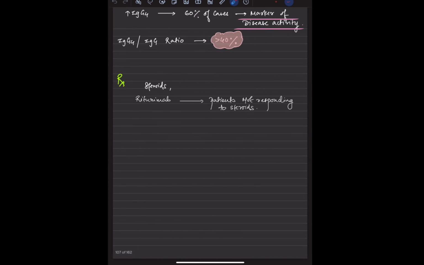Okay, so now we go with the IgG4 levels that are increased, okay, which could actually be considered a marker for disease activity. Okay, then this ratio is very important. Please remember this ratio, the IgG4 to IgG ratio, which is more than 40%. Okay, and of course you have to go with the biopsy so that we could see lymphoplasmacytic cells. Okay, now the treatment is we have to go with steroids, and if the patient is not responding, obviously a rescue therapy of rituximab is tried.